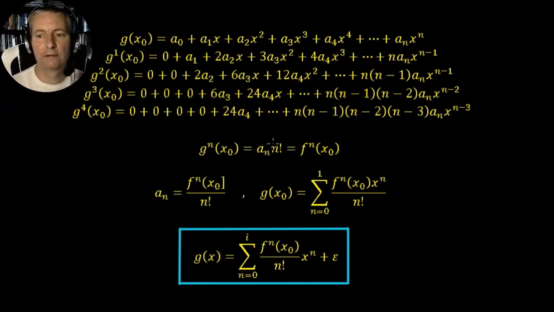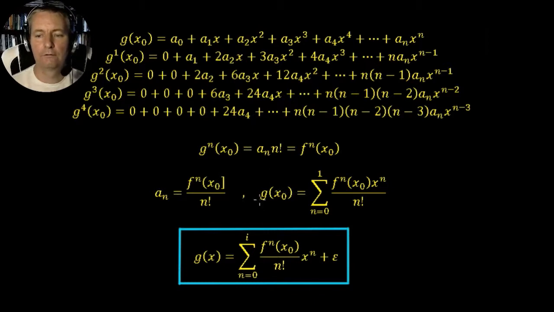So we've got this factor of n factorial, so all we need to do in order to make it all right is divide throughout by that factor of n factorial. So that means that we can say that the value for our an is simply going to equal the nth derivative at x0 upon n factorial. So that means that we can take this an here and we can put it back in for our function g of x.